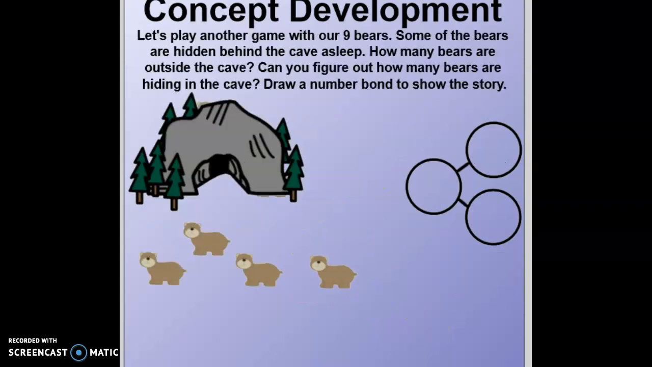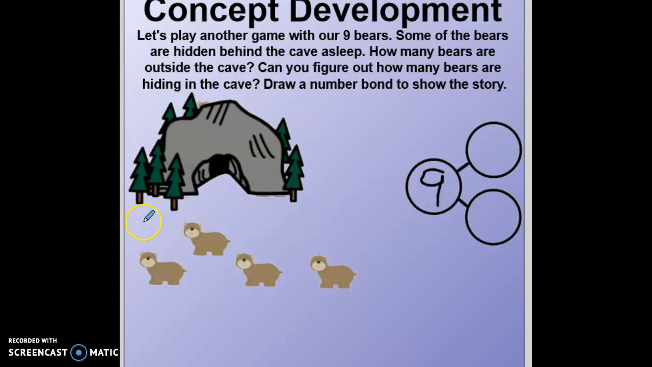All right, now things are getting a little bit trickier. We're going to play another game. So some of the bears went out and they are hiding behind the cave and they are asleep. We have to figure out how many are outside the cave and how many are hiding in the cave asleep. And then we have to draw a number bond to show our story. But we know that 9 is our whole. So we're going to put 9 as the whole.